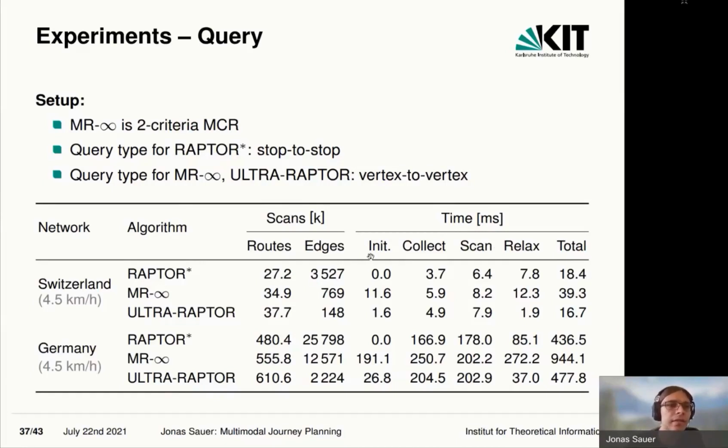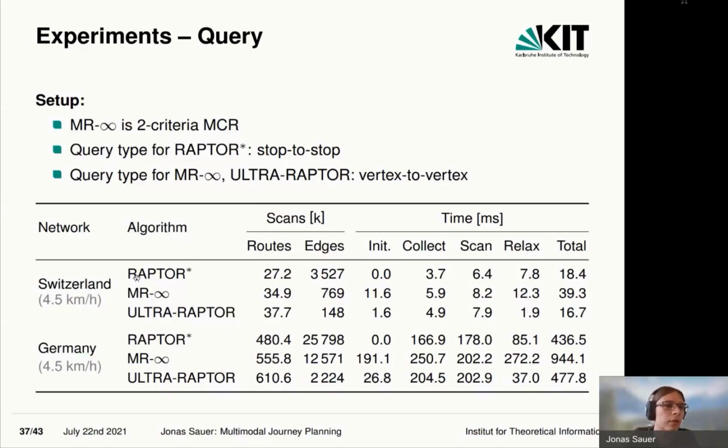And if we look at the detailed running times, we can also see why. We have here the time for the initial transfers, which is 11.6 milliseconds for MR-Infinity, but only 1.6 for ULTRA-RAPTOR, because we use a fast one-to-many technique. We have the time for collecting and scanning routes, which remains about the same, which obviously we couldn't expect to make any improvements there with our technique. But the time for relaxing the transfer graph is reduced significantly from 12.3 to 1.9.